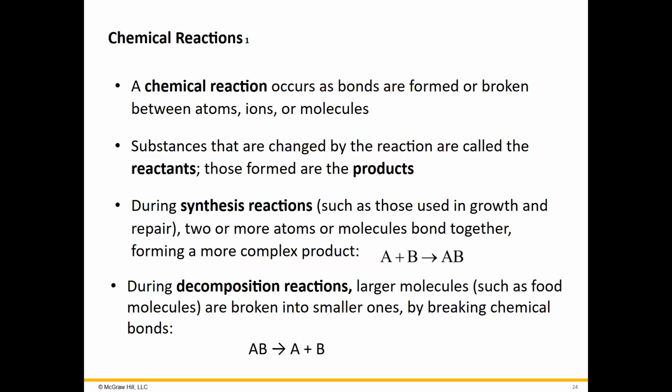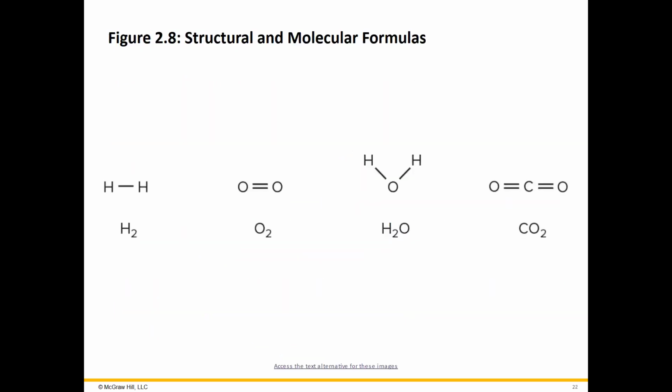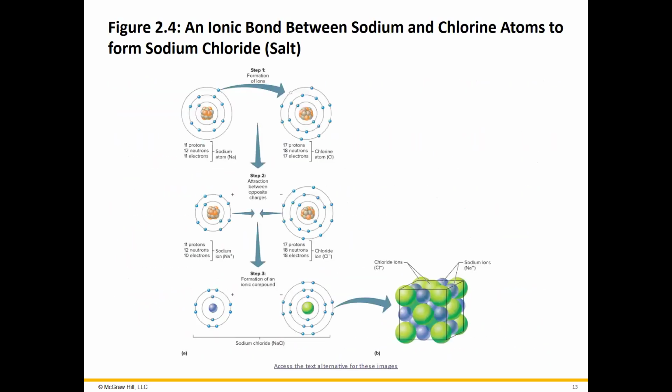Okay, let's talk about chemical reactions. A chemical reaction occurs when bonds are either formed or broken between atoms, ions, or molecules. So when we formed an ionic bond, that is a chemical reaction. The chemical reaction is chlorine ripping an electron off of sodium, forming two ions, and then those ions forming an ionic bond. Sodium plus chlorine equals a sodium and chloride ion that then ionically bond together.